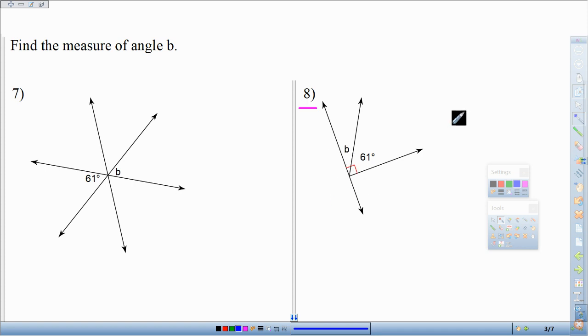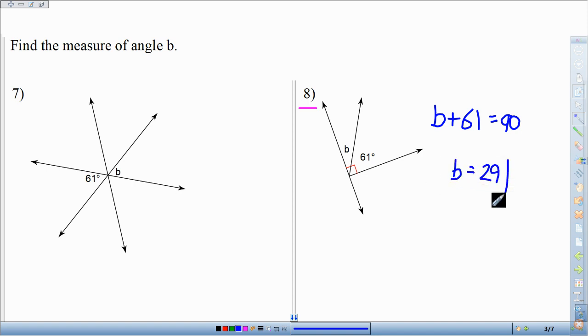But we can make an equation out of this. We know that B plus 61 equals 90. And then from here, we can solve this by subtracting 61 from 90, and it looks like B is going to equal 29. So yeah, I'll leave number 7 if you want to give it a try. If you know what you're looking at, you can get that problem immediately.